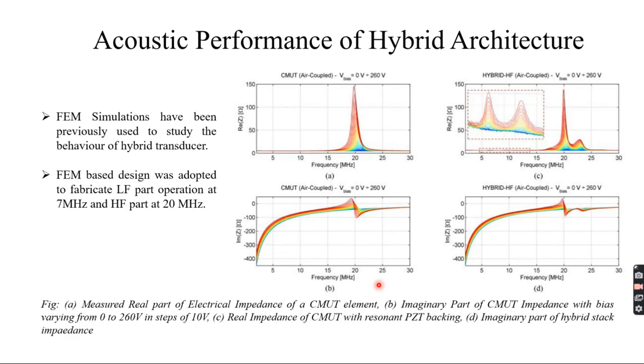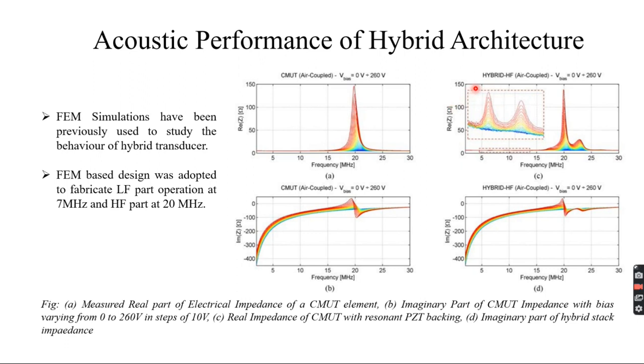The acoustic performance that was done for this hybrid architecture consisted of both the electrical impedance measurements and the transmit and receive performance of the T-hat. You can see on the left side we have the pure CMUT element, which operates at around 20 megahertz, although the voltage is varied from 0 to 260 volts. There's not much of a spring softening effect that can be seen in a T-hat array for the pure CMUT element. However, it doesn't mean the coupling conditions don't change. They do change drastically.